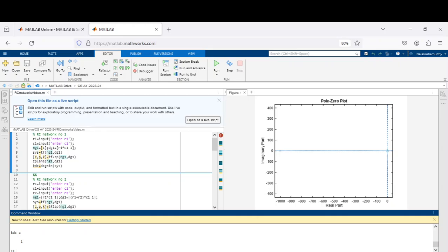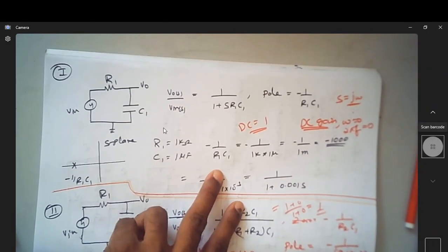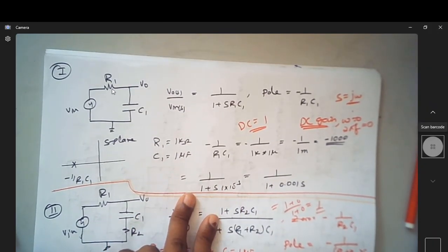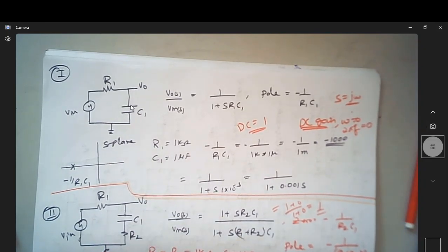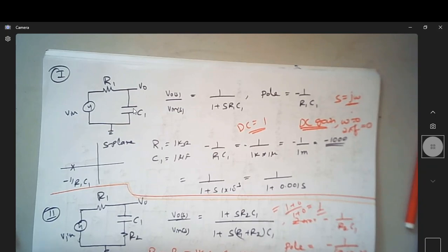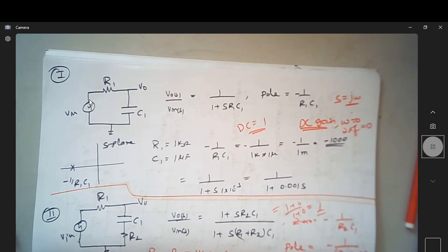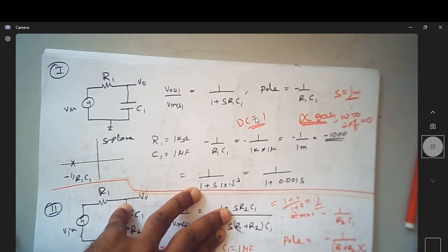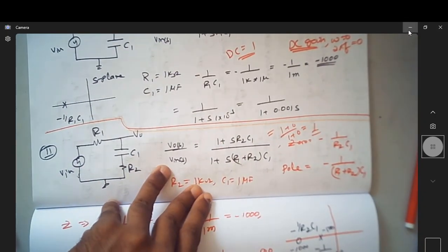So in the circuit we saw that, when this is 1 micro and 1 kilo ohm, whether it is 1 micro, 10 micro, 0.01 micro or 1 pico, irrespective of the value of C, for DC gain this acts like an open circuit. So whatever is the input, that is the output, so gain is 1. So DC gain is 1 for this circuit. That's what we saw there.